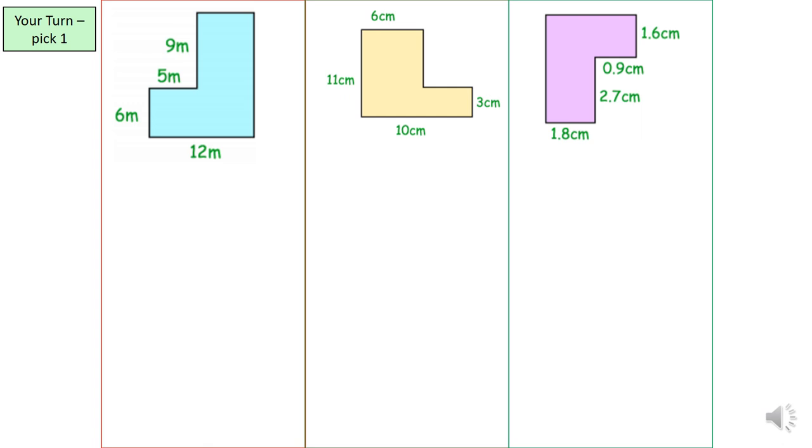and we'll come back together with the answers. Okay, so we should have answered that by now. And if you did the blue shape, you would have had 54 meters. The orange shape would have given you 42 centimeters. And finally, if you did purple, it should have been 14 centimeters in total.